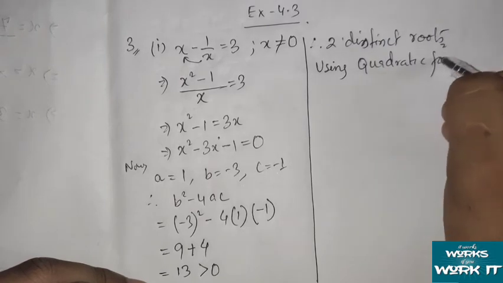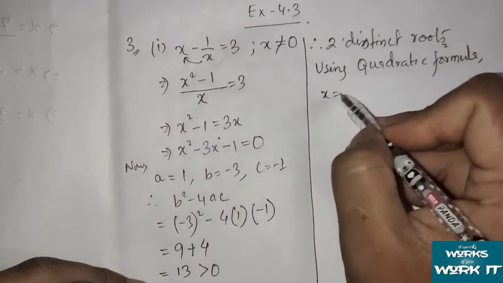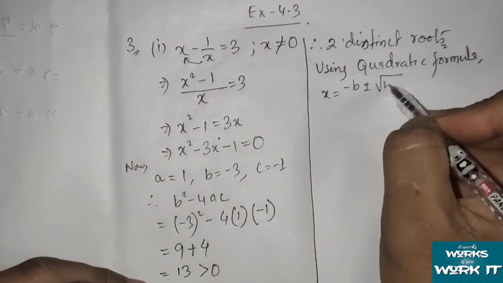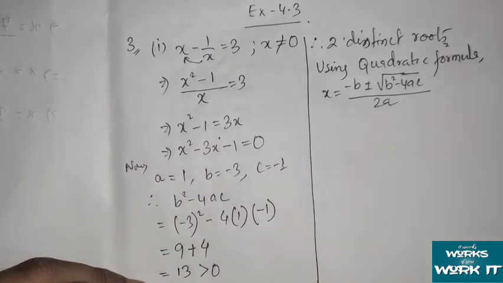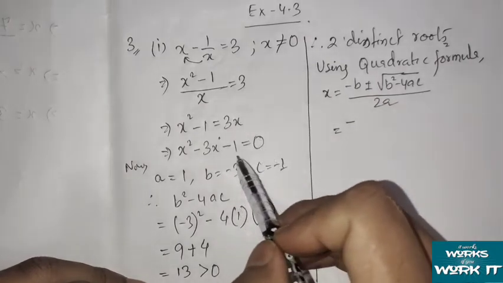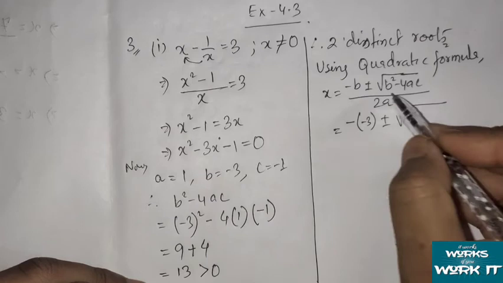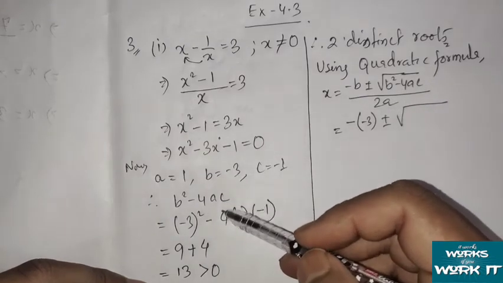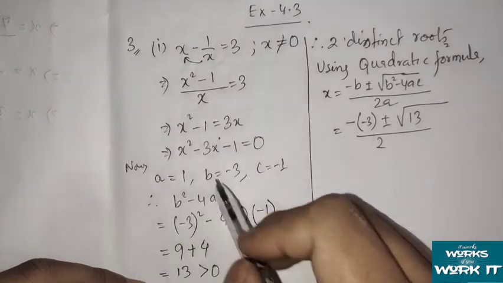Okay, now we will use the quadratic formula here also in order to find out the roots. Using the quadratic formula, what was the formula? x equal to minus b plus minus root over b square minus 4ac divided by 2a. Okay, so equal to minus, what is b here? Minus 3 plus minus root of b square minus 4ac, we have solved and we have got how much? It is 13. What is a? 1.